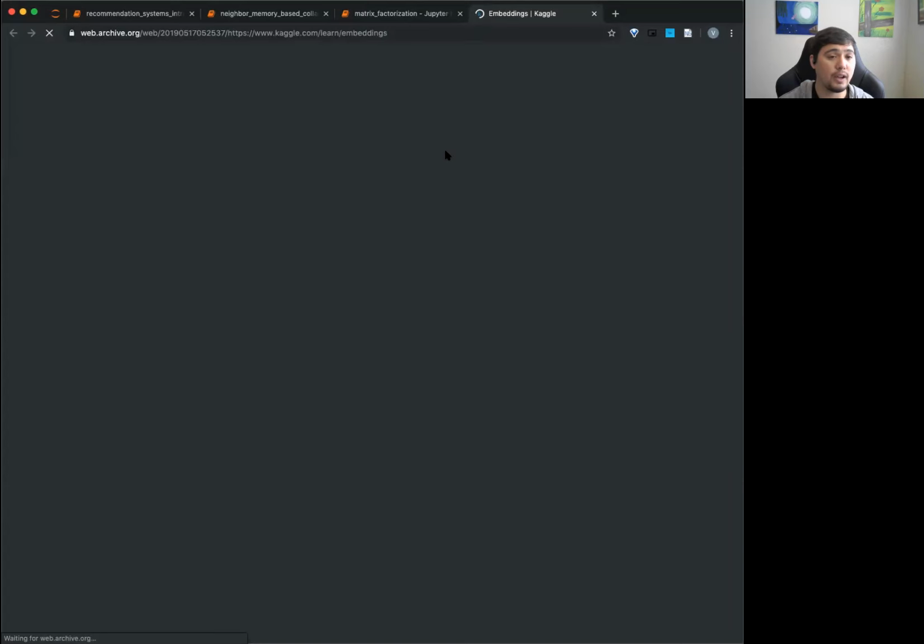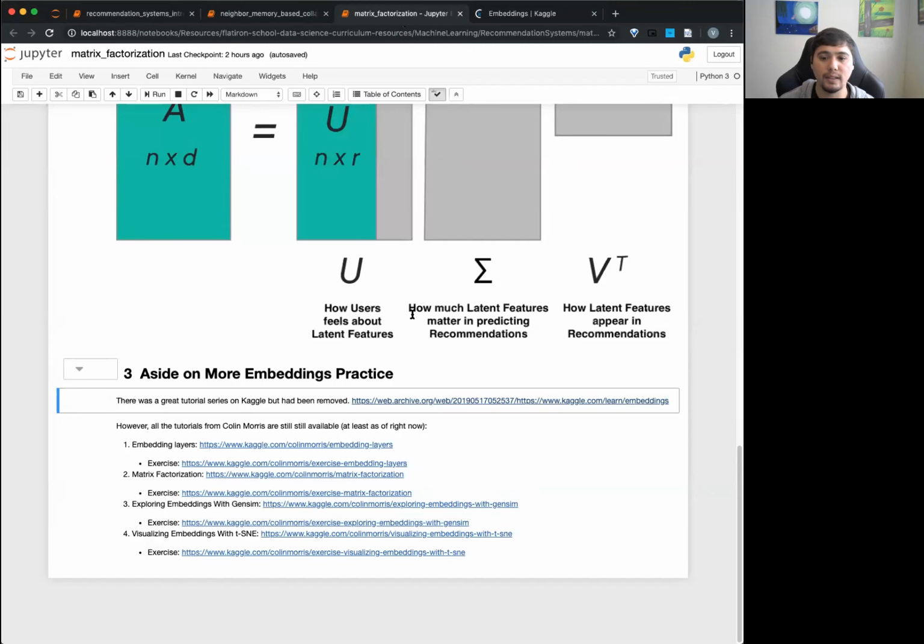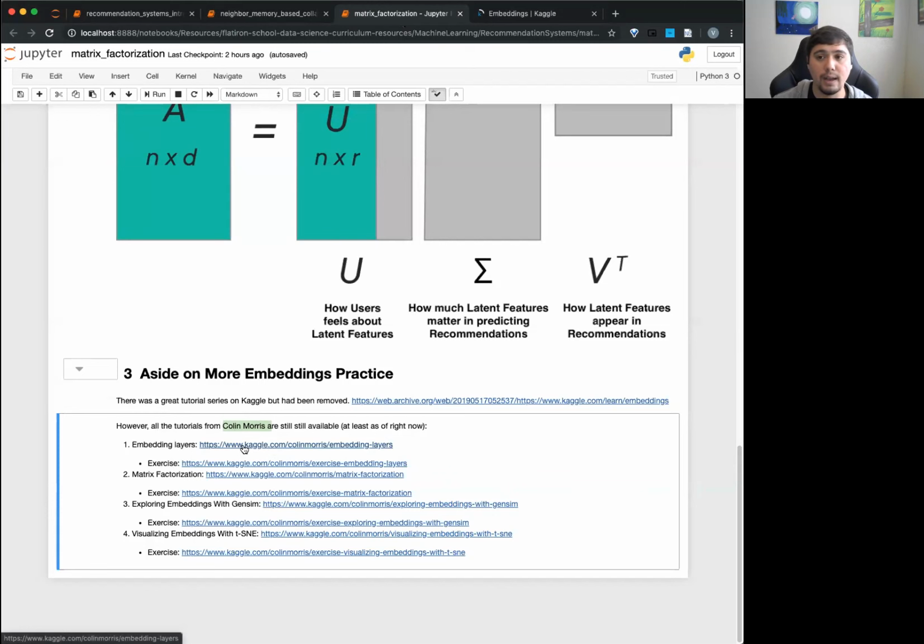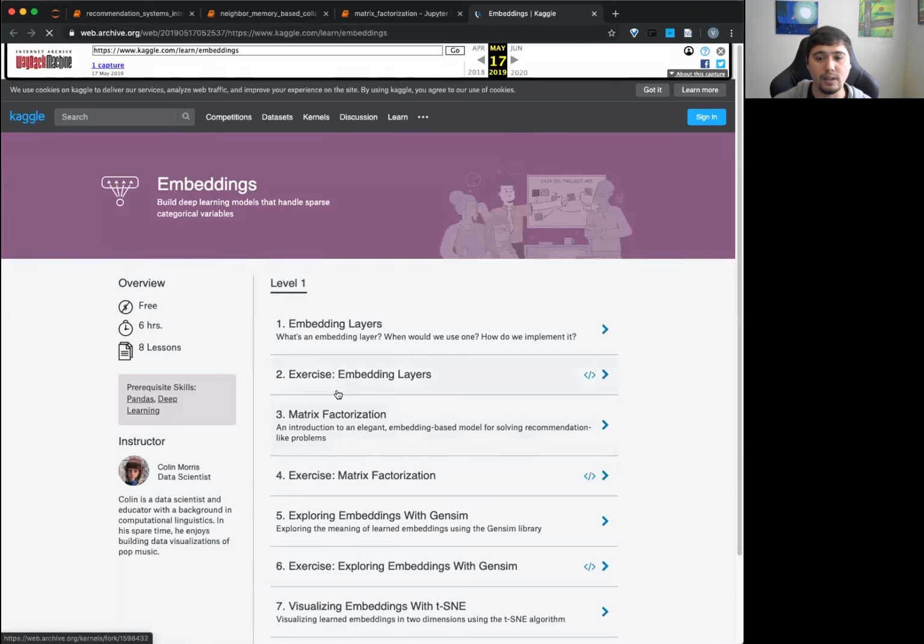like. So kaggle.com/learn has a few tutorials like this. It takes a while because it's on Web Archive, but while that loads. However, the tutorials, at least as of right now, still exist from this data scientist, Colin Morris, who wrote the tutorials. They still exist on Kaggle. It's just that they're not put on kaggle.com/learn. So you can actually still access this. So I went ahead and linked them in, here it goes.